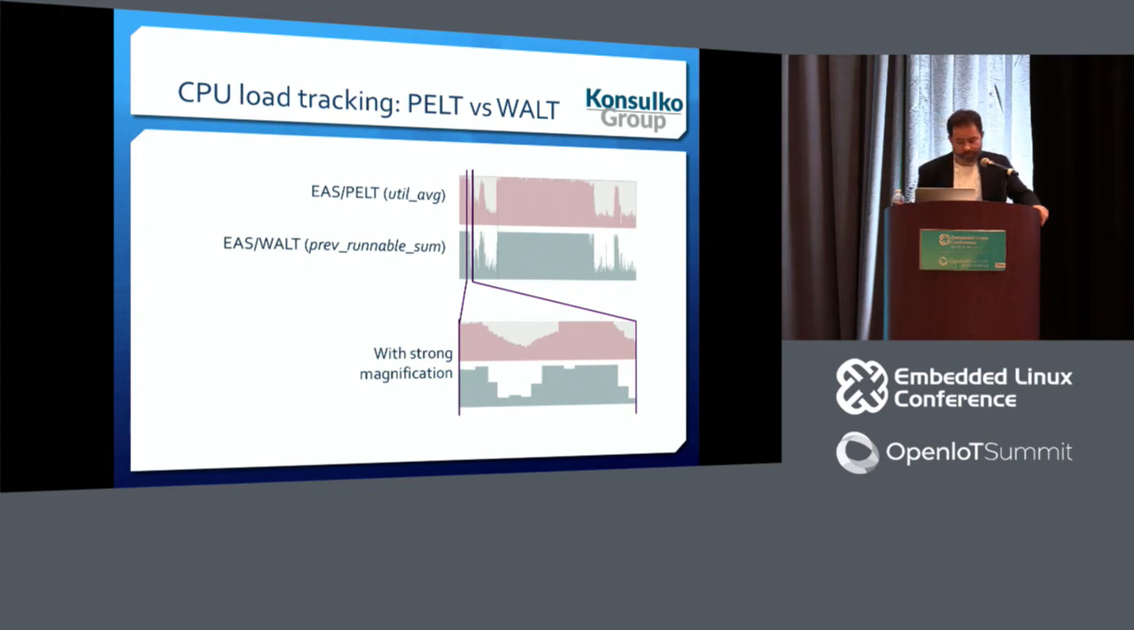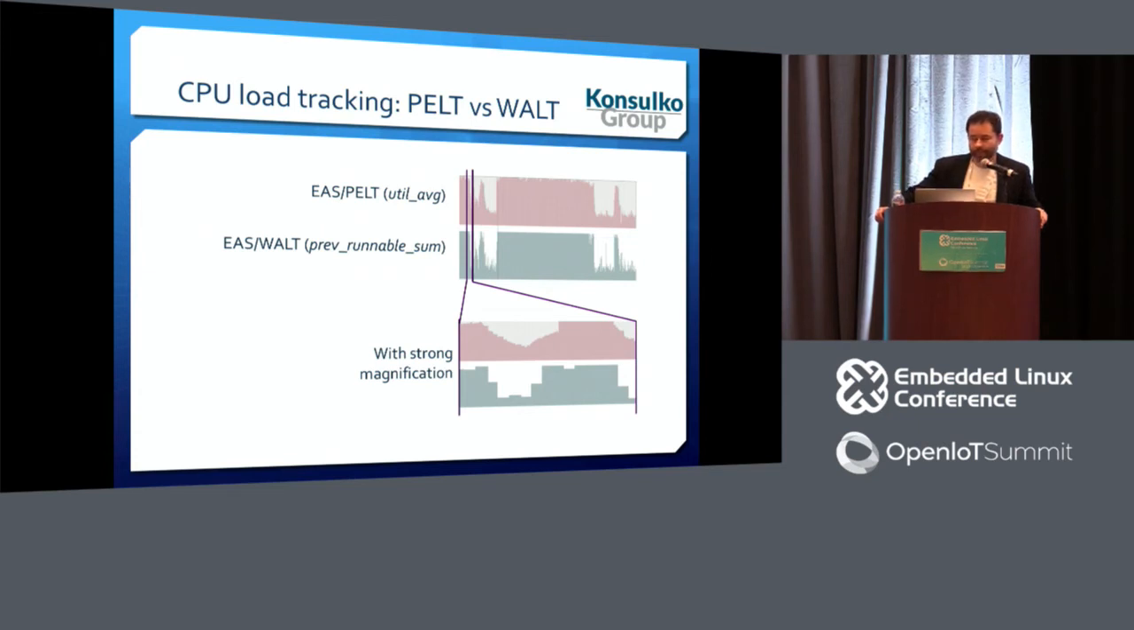And then we have a picture of CPU load tracking compared between Volt and Pelt. And they're really looking quite much the same, right? Especially if we take the upper ones. But if we magnify strongly, we can see that Pelt is actually ramping up slower and decaying slower also.